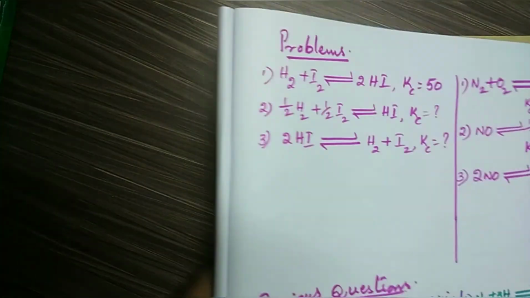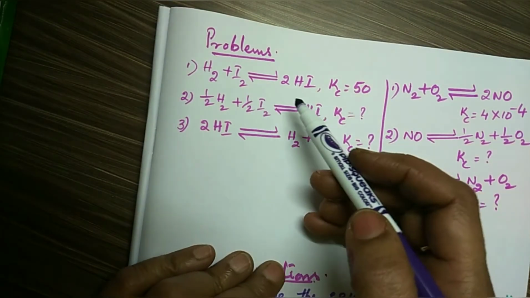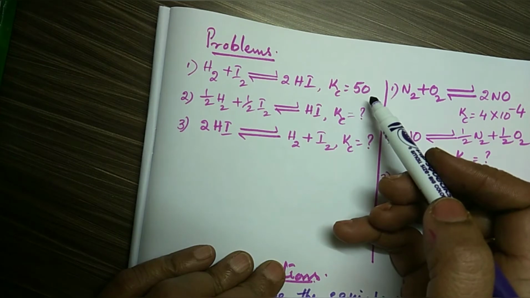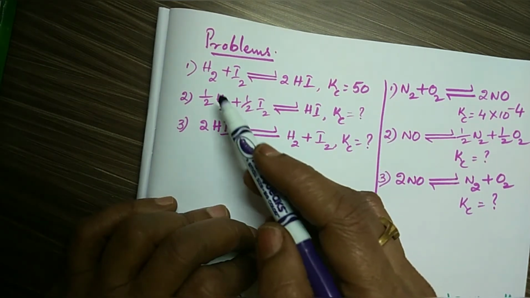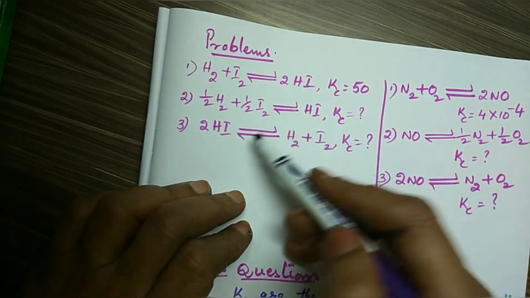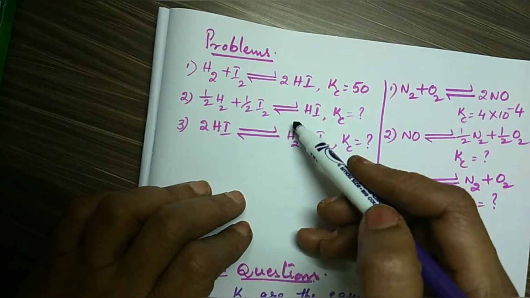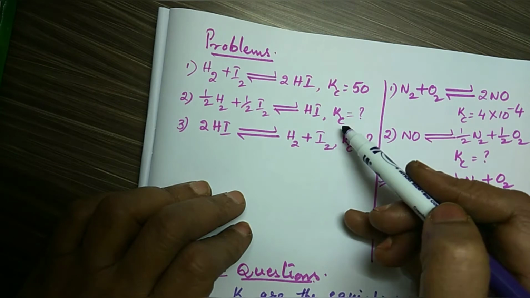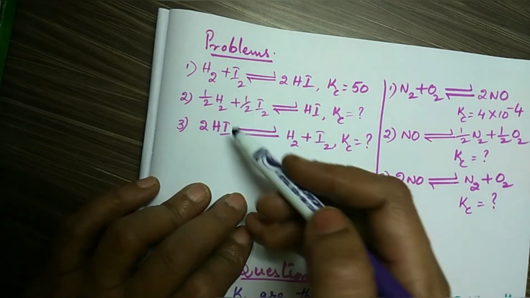Now let us see some problems. H2 plus I2 giving 2HI. For this reaction, Kc is equal to 50. And in the second reaction, the concentrations of reactants and products both are becoming half. Half H2 and half I2 giving 1 mole of HI. For this, what is the Kc value? The concentrations are becoming half.